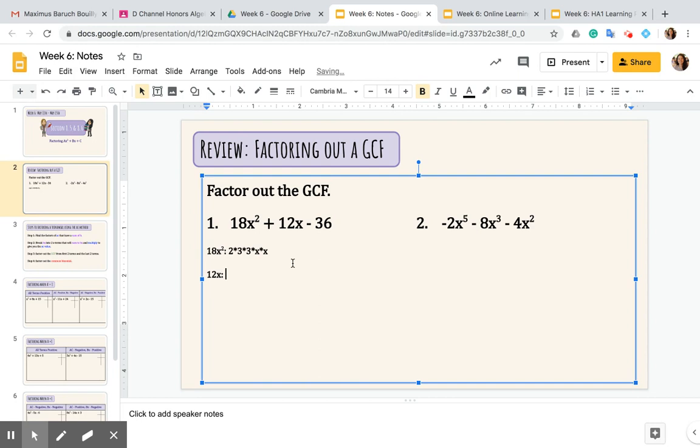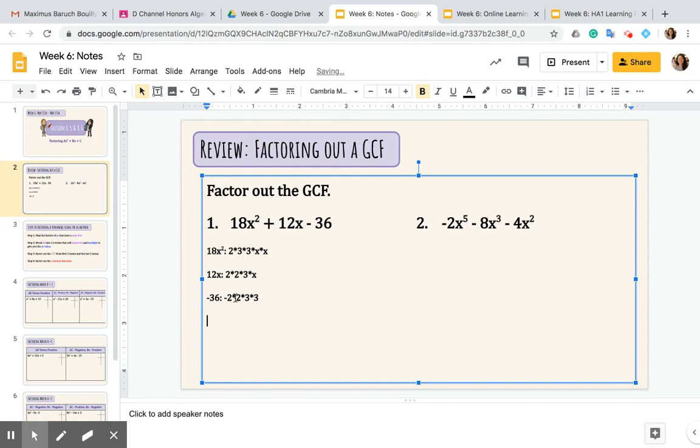Okay, 12x, I can break that down as 2 times 6, or 2 times 2 times 3. So 2 times 3 gives me the 6, and there's an x. And then negative 36, I can break that down as negative 2 times, let's see, that would be, what, 18? So 18, I can break down the same way I did up here, 2 times 3 times 3.